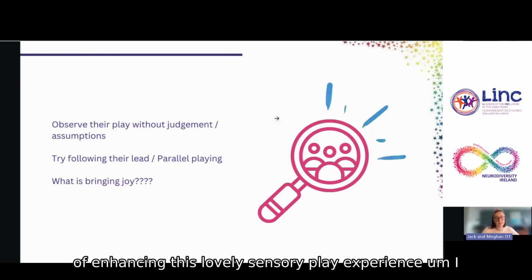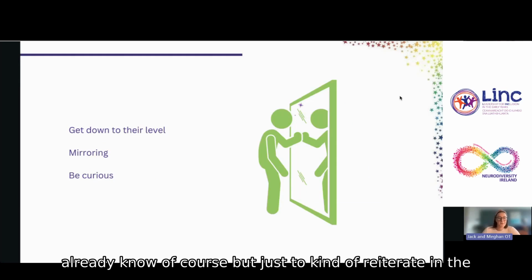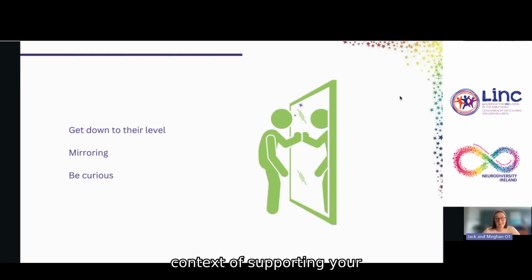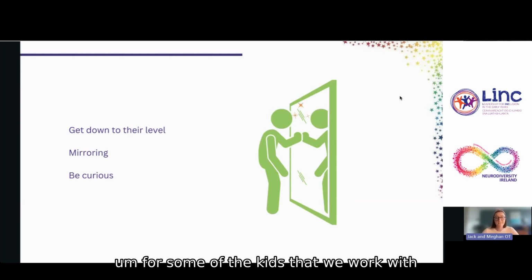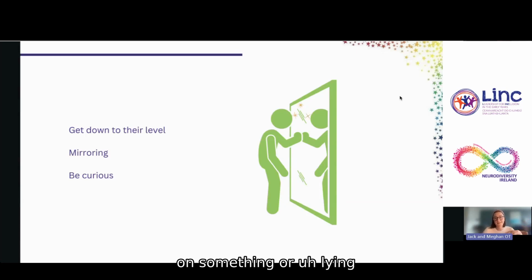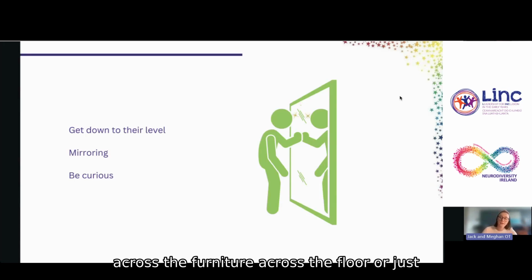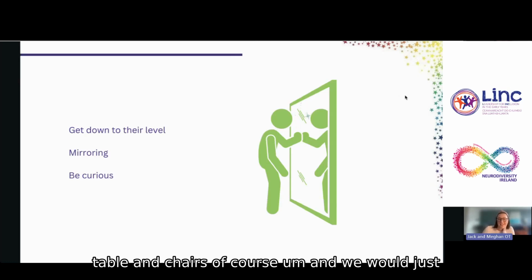And I'm kind of enhancing this lovely sensory play experience. I'm sure this is all stuff you already know, of course, but just to reiterate, in the context of supporting neurodivergent play, we're going to get down to their level. For some of the kids that we work with, that might look like jumping up and down on something, or climbing on something, or lying across the furniture, across the floor, or just sitting. It very often does not involve a table and chairs, of course.